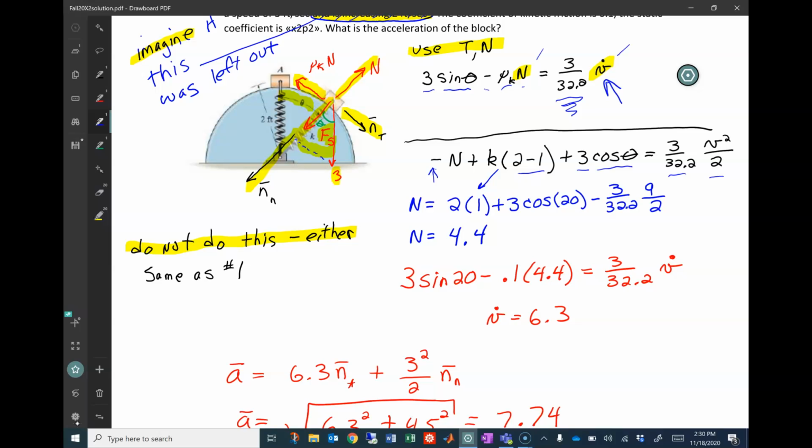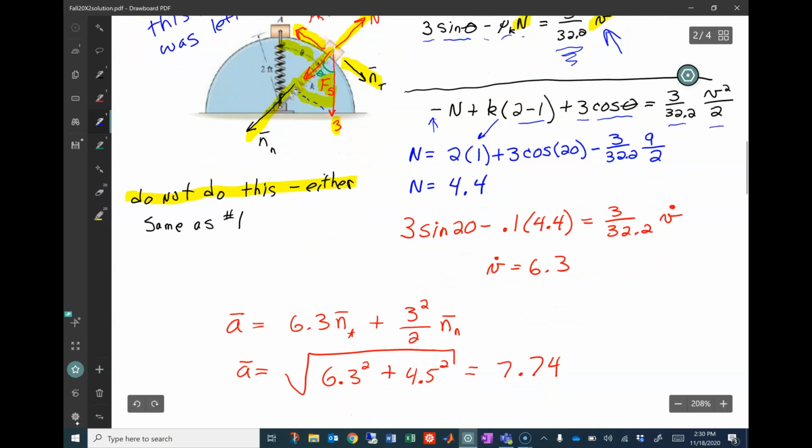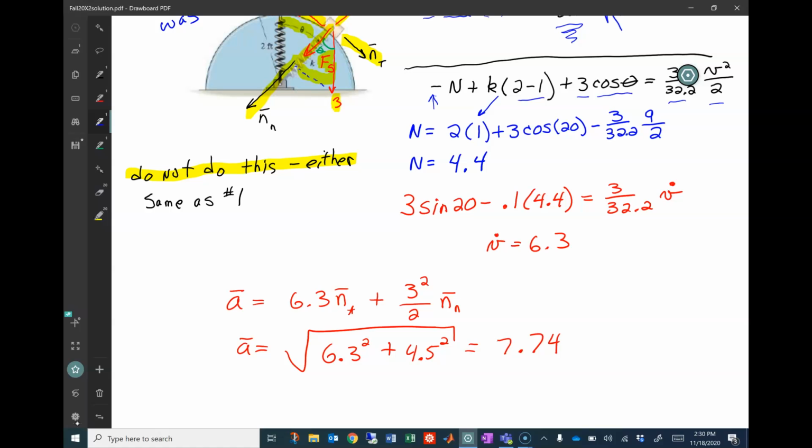Because the normal force comes out as a positive number, it means, yeah, I got it right. It is, in fact, pushing the block out. That's how I know it's still in contact with the surface. So anyway, then you calculate the v dot, and you get 6.3.